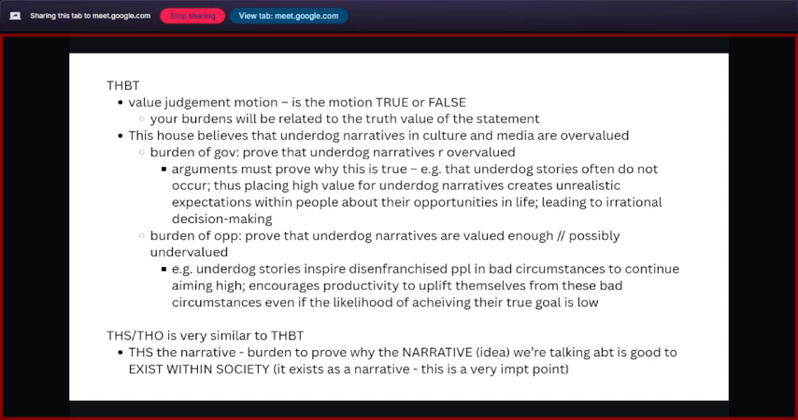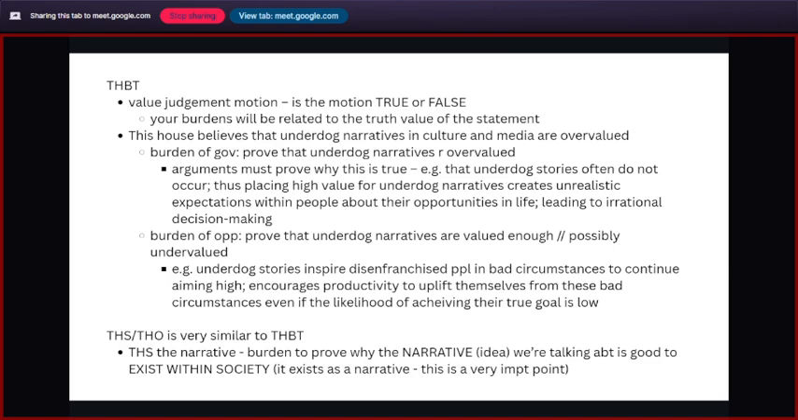So I'm going to do this in the form of basic motion types that you guys already know, but I'm going to expand on it a little more and give you some examples if I have them. Some of them I didn't write examples for, but I'm sure I can come up with them since I do have motions in mind. But we're also going to go into more detail about how exactly the burdens are identified for each motion. So for this house believes, it's basically a value judgment motion.